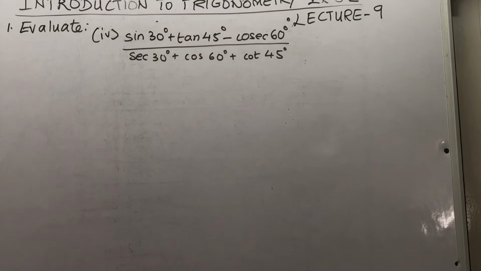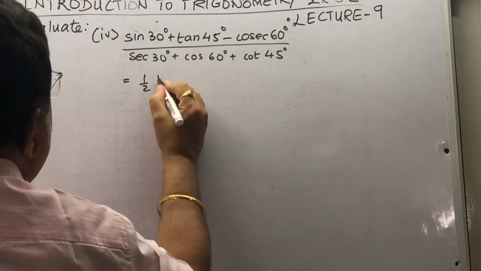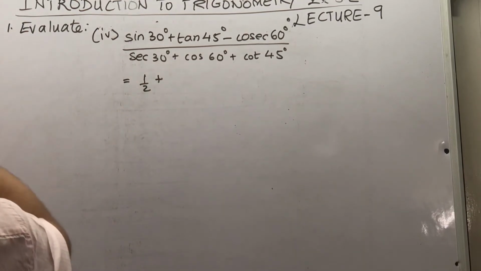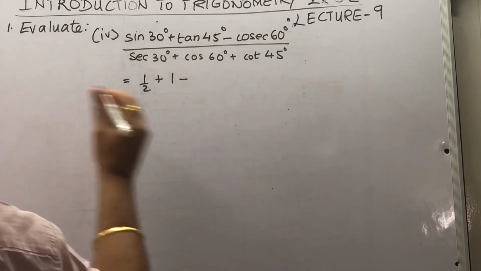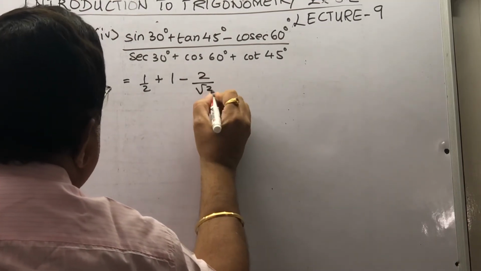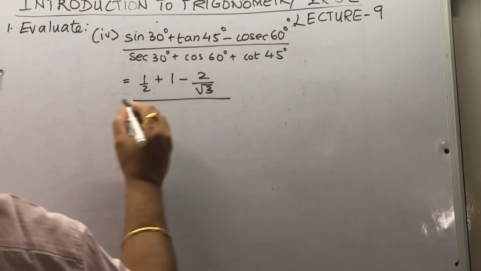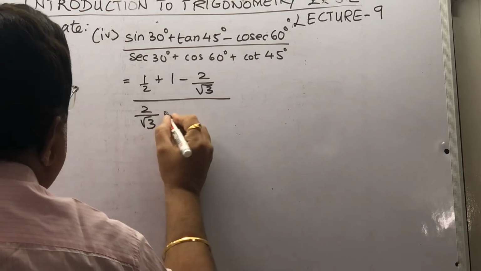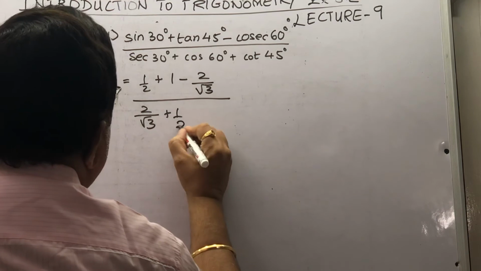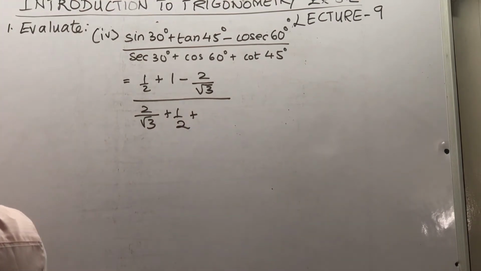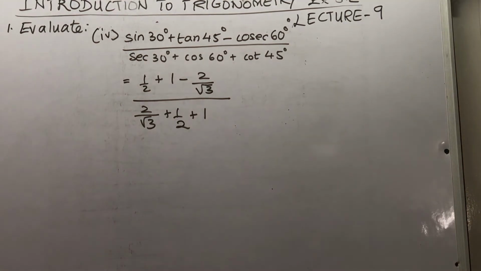First put the values. Sine 30 is half, plus tan 45 is 1. Then cosec 60 is 2 upon root 3. Sec 30 is 2 upon root 3. Cos 60 is half. Cot 45 is 1. See, you have to put the standard values.